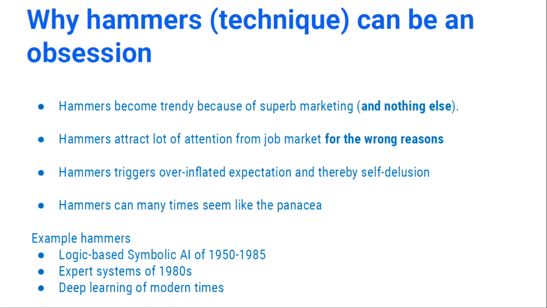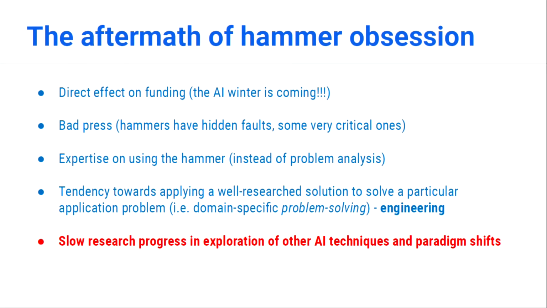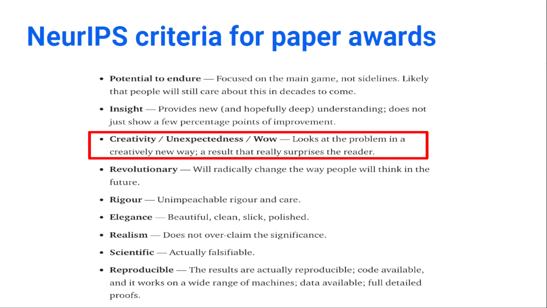Right? And this is where I want to warn you. The aftermath of hammer obsession: direct effect on funding. Yes, the winter is coming. Bad press. And the worst thing is, you actually develop an expertise on the hammer. You don't develop an expertise on the problem analysis skill. That doesn't get developed. Tendency towards doing engineering, right? And the worst thing is, other AI techniques suddenly stop. It's all at a halt, as if everybody is following a particular thing, right?